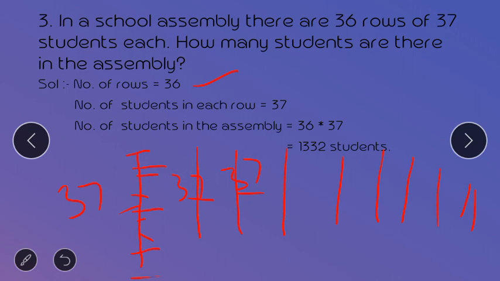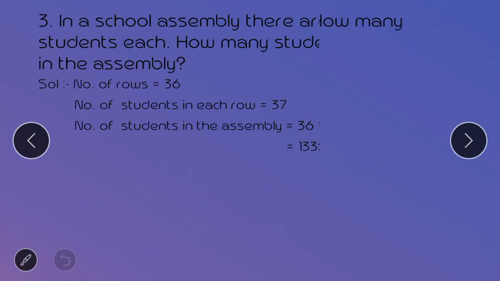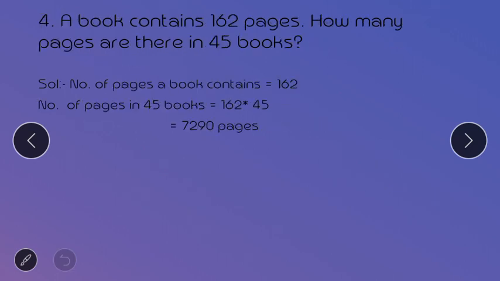So number of students in each row 37, number of students in the assembly 36 multiply 37, that is 1332 students will be there in the assembly. That is your answer.